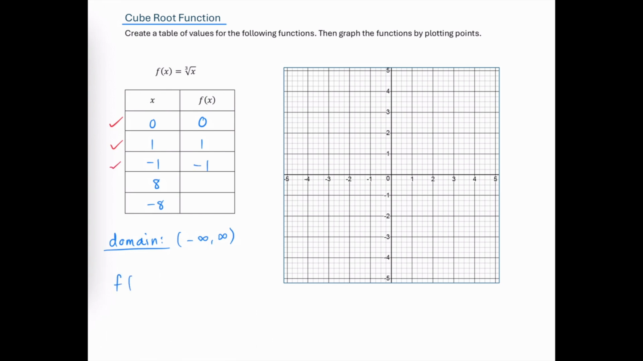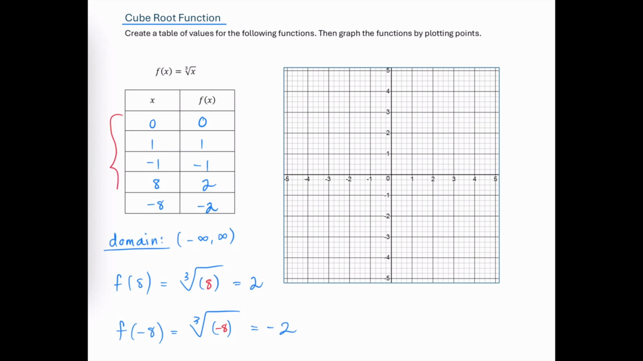Now let's evaluate f at 8, which will be the cube root of x, plugging 8 in. The cube root of 8 is 2, so 2 is the corresponding output. And finally, the function evaluated at -8 is going to be the cube root of x with -8 plugged in, and the cube root of -8 is -2.